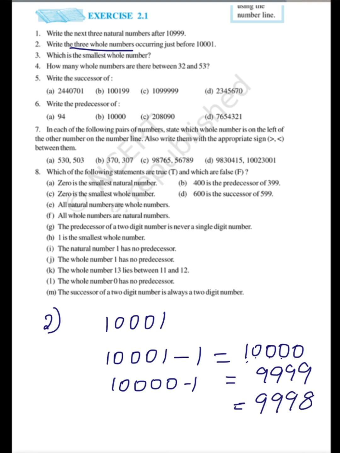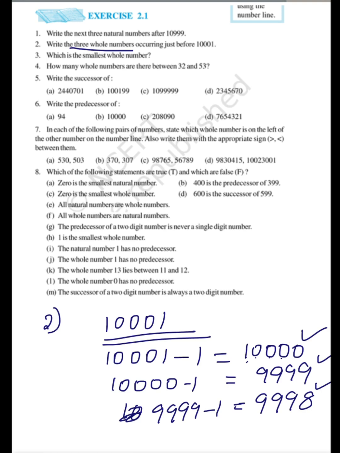It's very easy. That is 9,998. That means you have to just subtract 1 from this 9,999. So these are the three numbers: 10,000, 9,999, 9,998. These are the three numbers which come before 10,001. Understand how you are doing this? Now what is the third question?